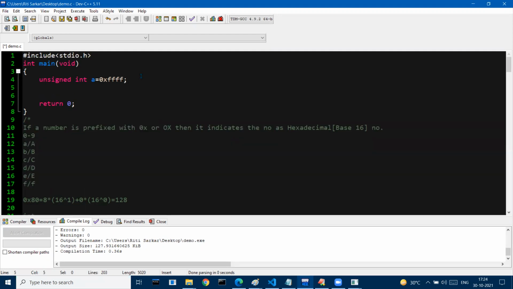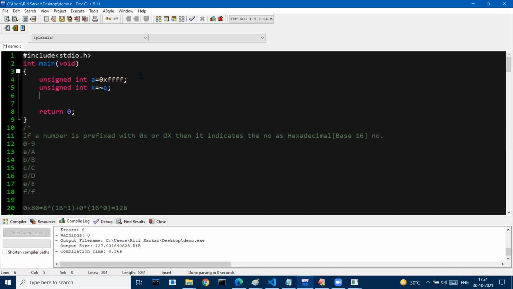Next, unsigned int k is equal to complement of a, and then printf percent d, a comma k. This is the code I have to execute. Now it is very simple. How so simple? You see here 0xFF.